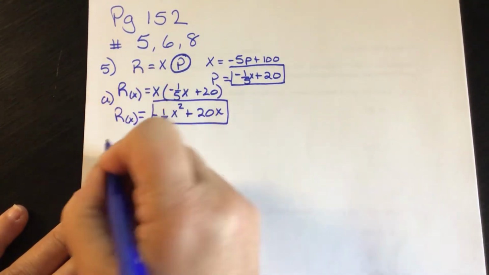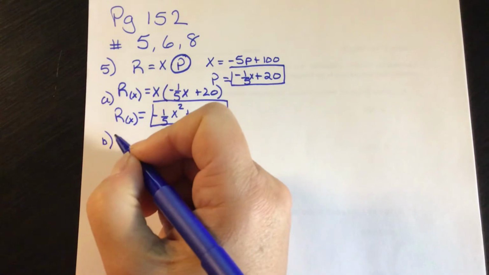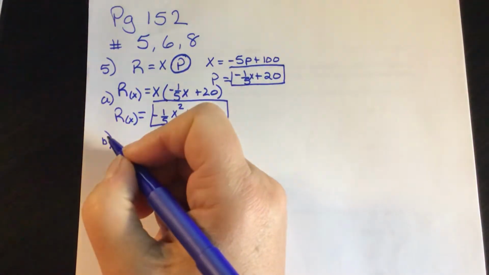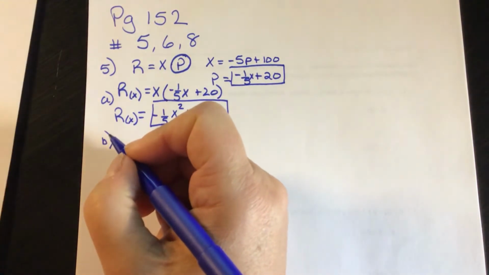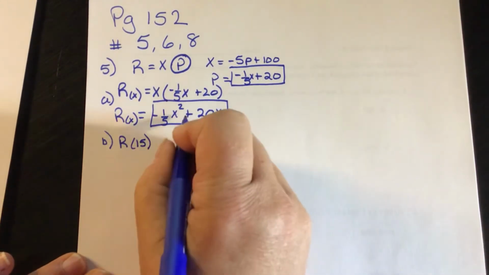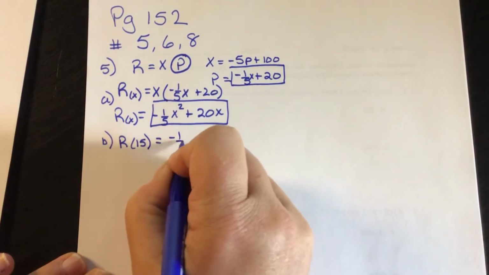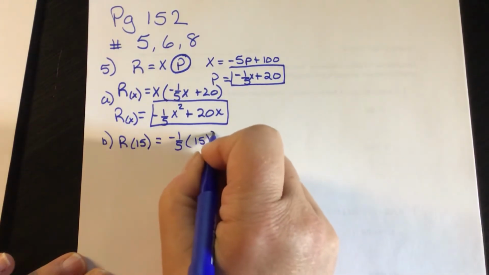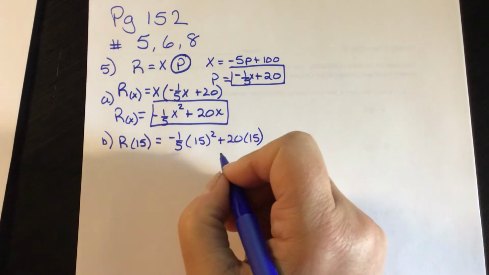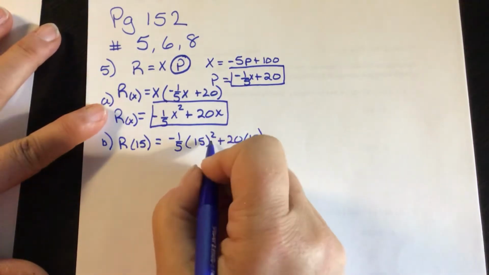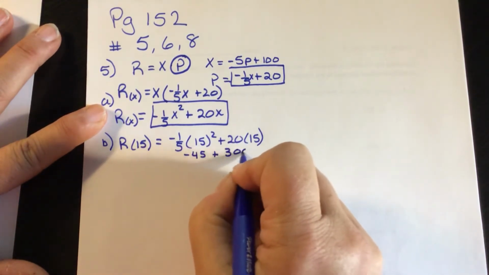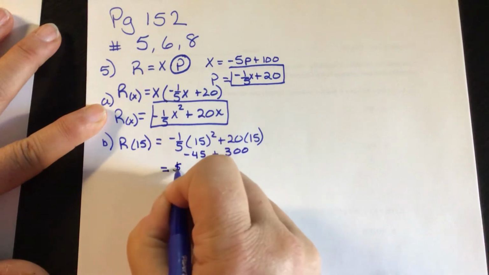So this is part A. Part B says to find the revenue if you have 15 items that you sell. So I want the revenue for 15 items, and I'm going to plug that in my equation. So I have -1/5 times 15 squared plus 20 times 15. And when I simplify that, this is going to be -45 plus 300, and that is 255.